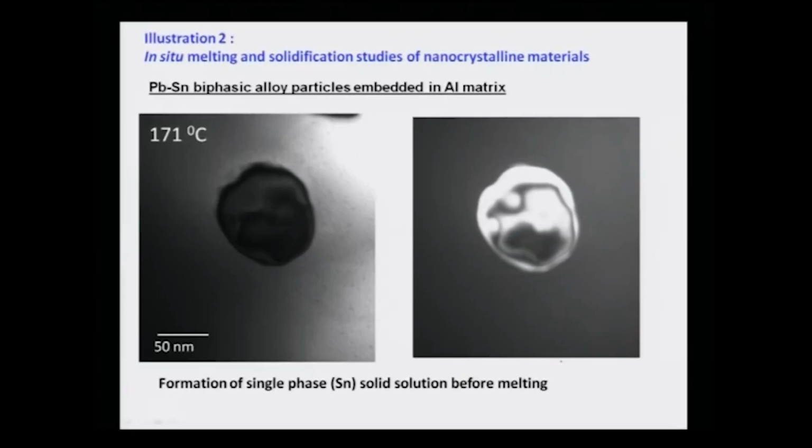And this is again to show you that the particle transformed to a single phase lead rich solution. This is wrong. This will be a lead rich solution before even melting.